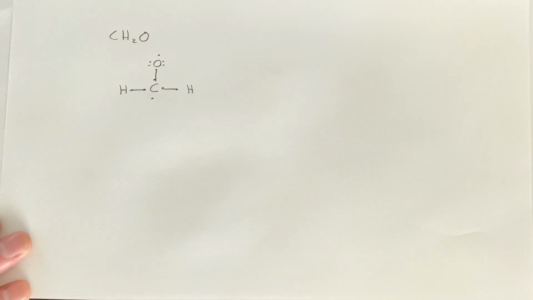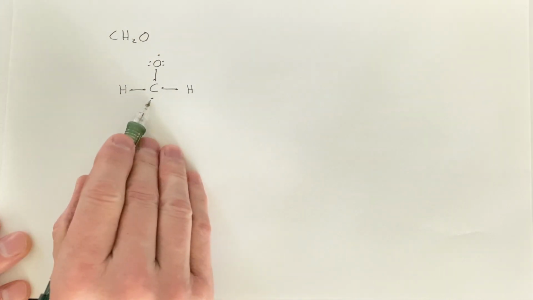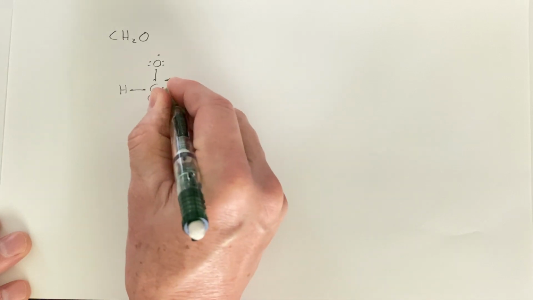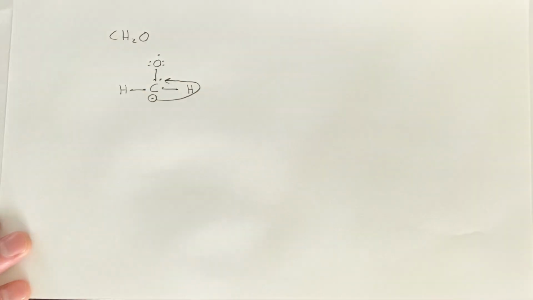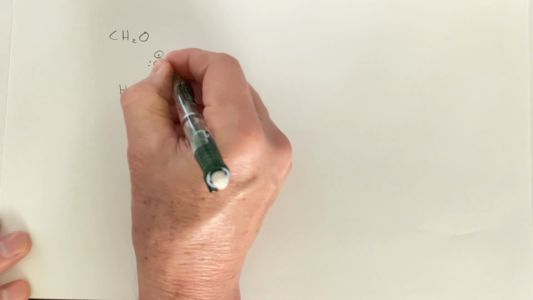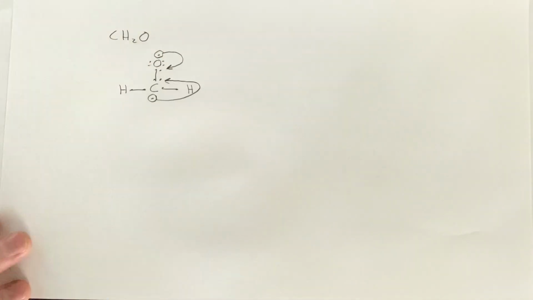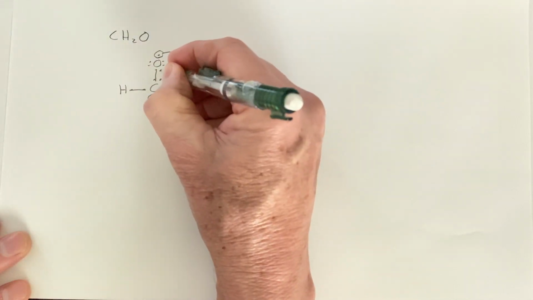We do not want to leave unpaired electrons. We have an unpaired electron on a carbon atom that will be moved to another location on the carbon atom, and we have an unpaired electron on the oxygen that will be moved to another location on the oxygen. We can now create a double bond.